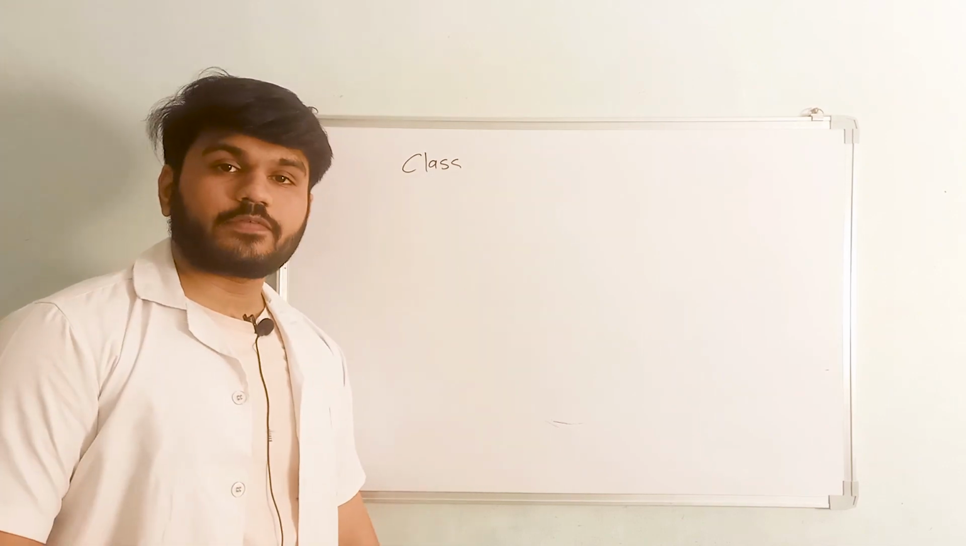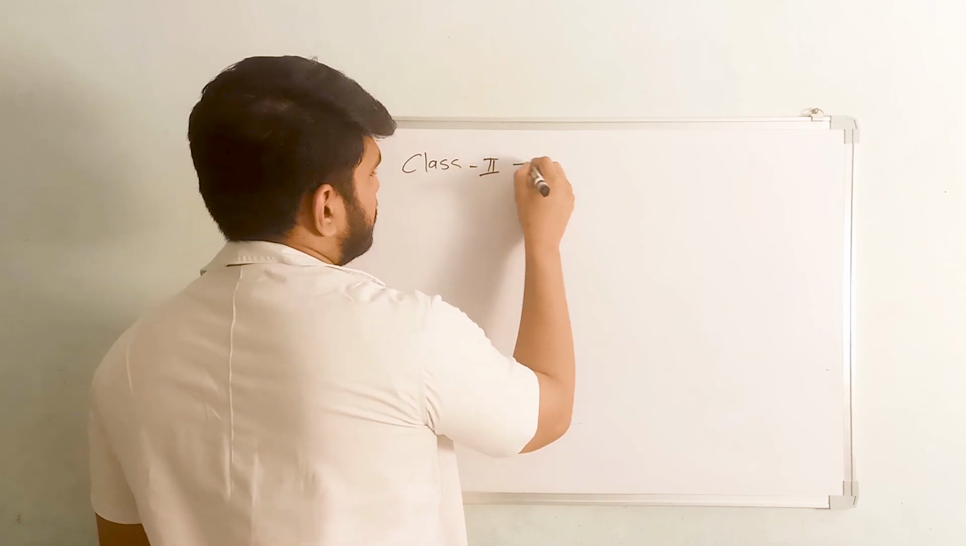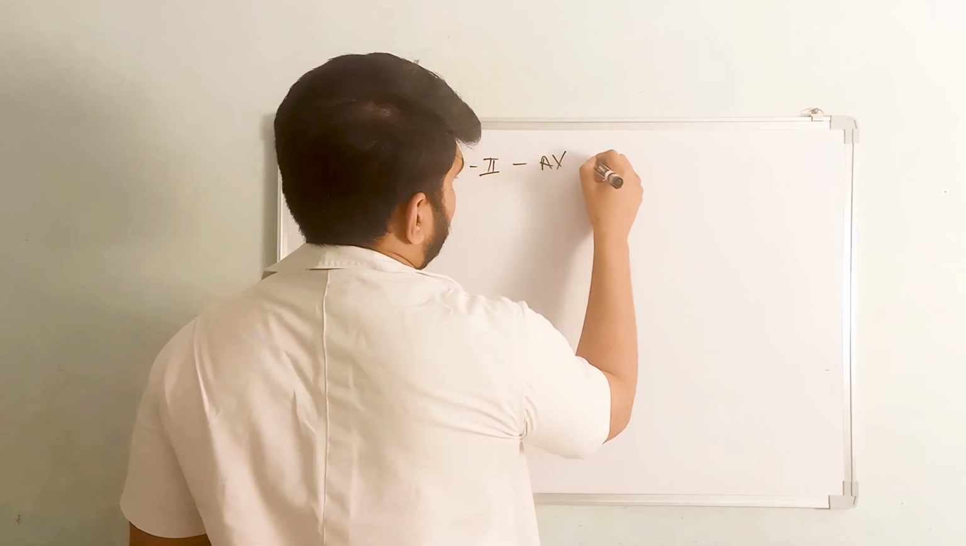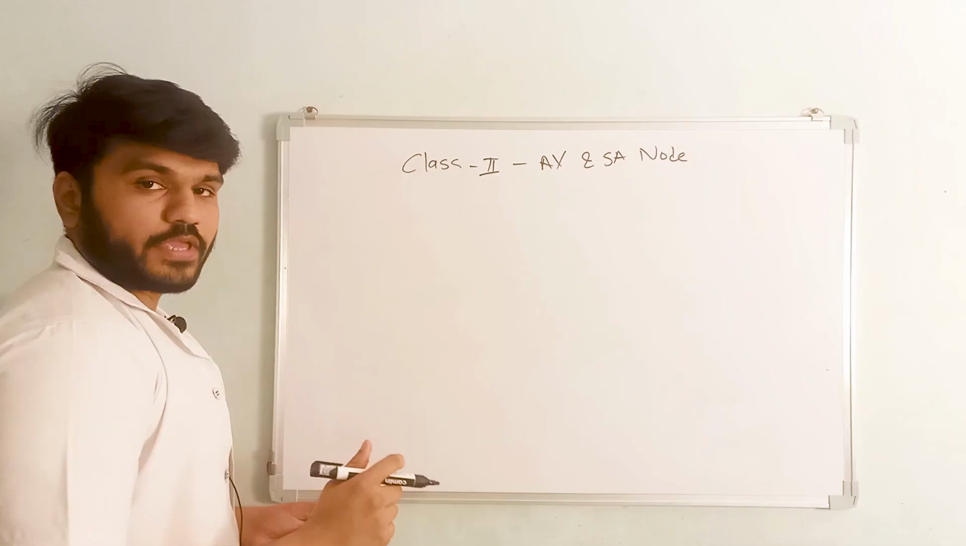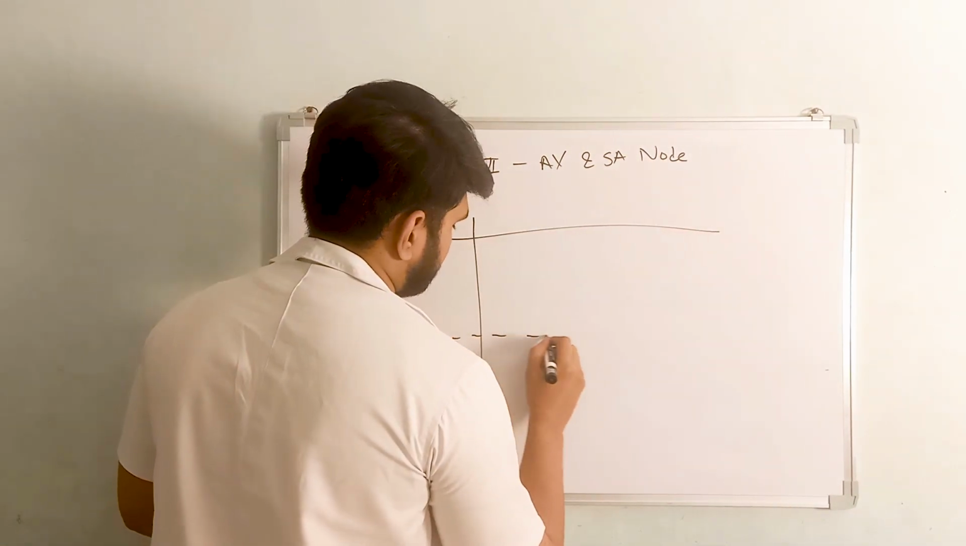Now we are going to move forward with our class 2 drugs. As all of you know, they work on the AV and SA node. We are going to draw our rough chart and it looks like this.